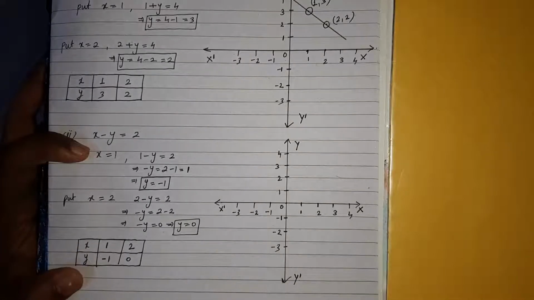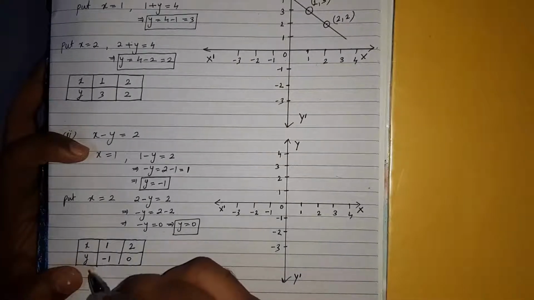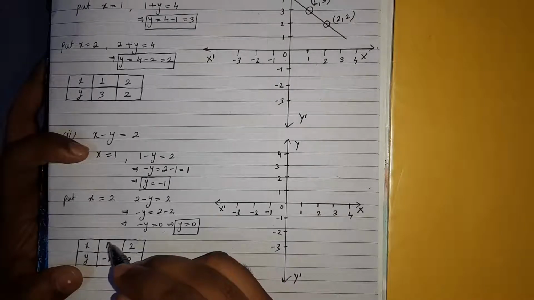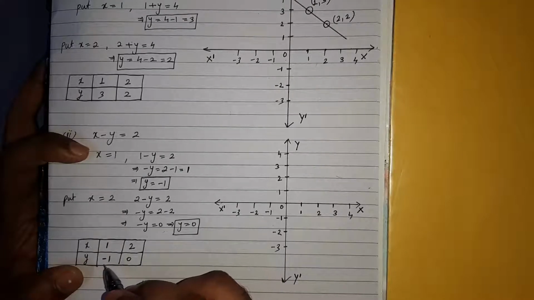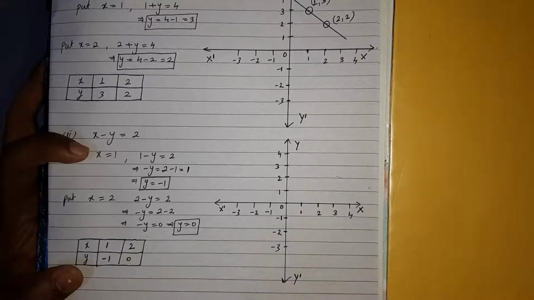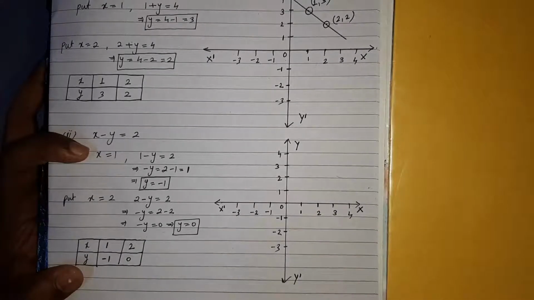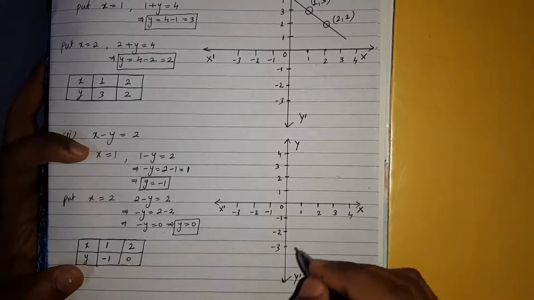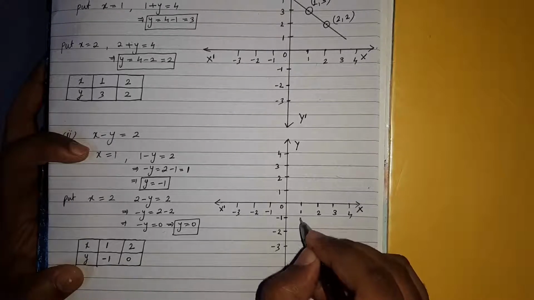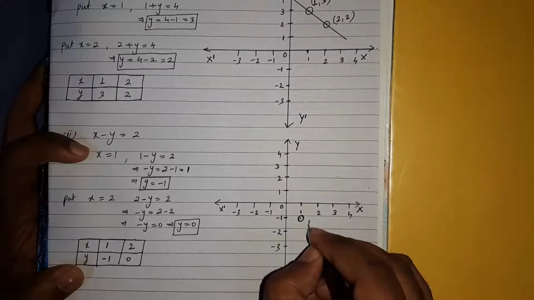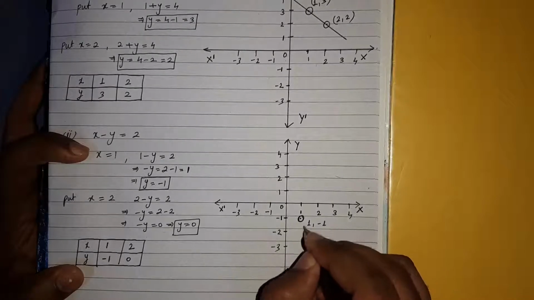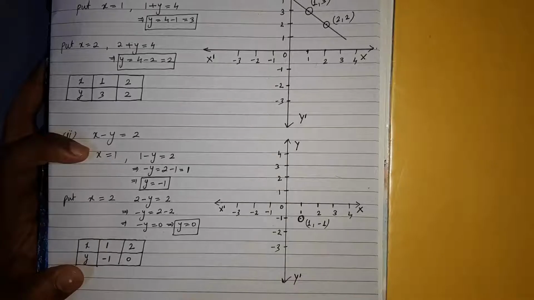The first coordinate is 1 comma minus 1, means value of x is equal to 1 and the value of y it is minus 1. So first we will go on x axis. So x is equal to 1 here and y is equal to minus 1. So minus 1 is here. So the first point will be marked here. So 1 comma minus 1. This is the first solution.